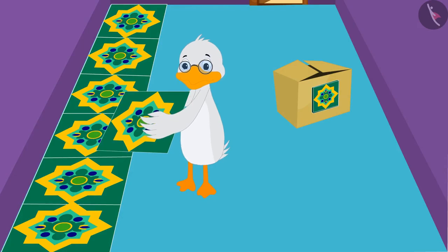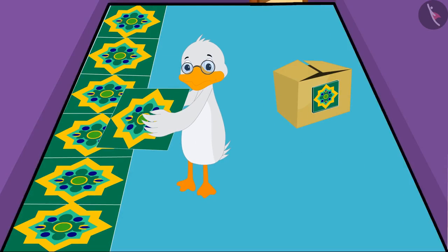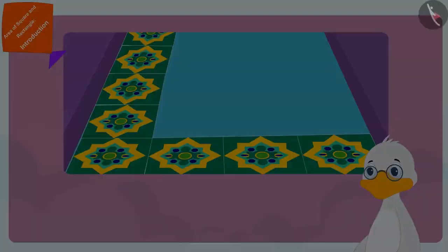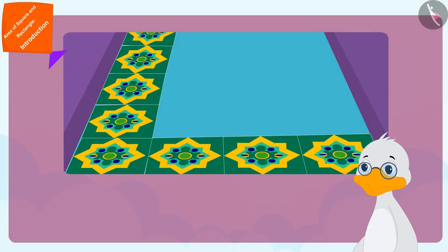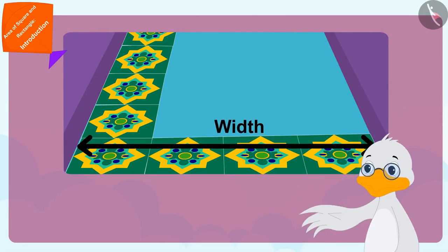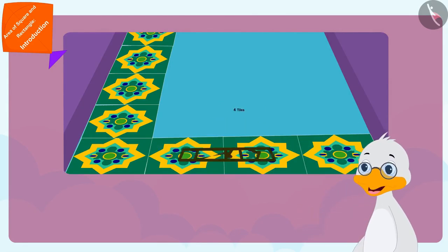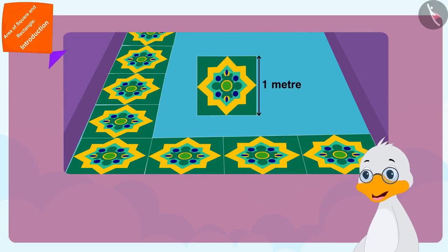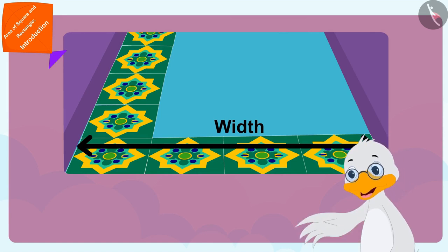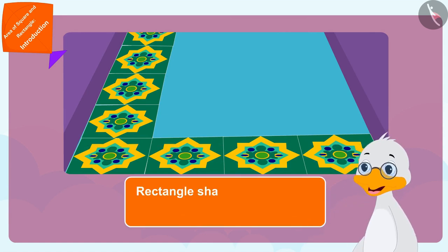Then Uncle started laying the tiles along the width of his rectangle-shaped floor. Uncle laid a total of 4 tiles along the width of his floor. There are a total of 4 1 meter long tiles in the width of my floor. That means my rectangle shaped floor has a width of 4 meters.